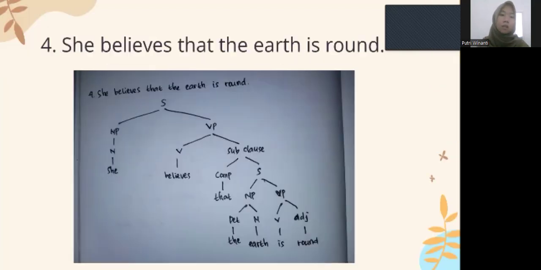The next sentence, she believes that the earth is round. Okay. The noun phrase, noun is she, the verb phrase believes. Dan di sini ada subordinate clause. Subordinate clause terdiri dari complement. Complement is that, and the sentence consists of NP and VP. The determiner the, noun is earth, and the verb is, adjective is round.